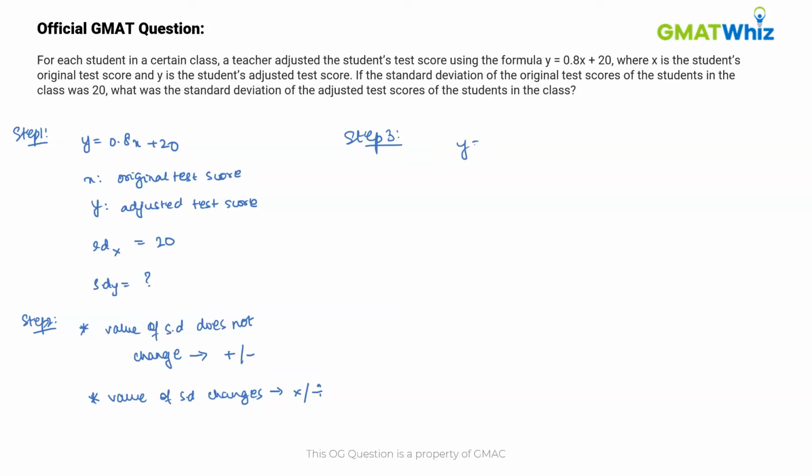Now, if y is denoted by 0.8 times x plus 20, we know that the original score without the constant and the standard deviation of the original score is equal to 20. Then the standard deviation of the adjusted test score will be equal to 0.8 times 20. Now we do not add this 20 here because the standard deviation does not get affected as mentioned in step 2. So the correct answer is 16, which is option B.